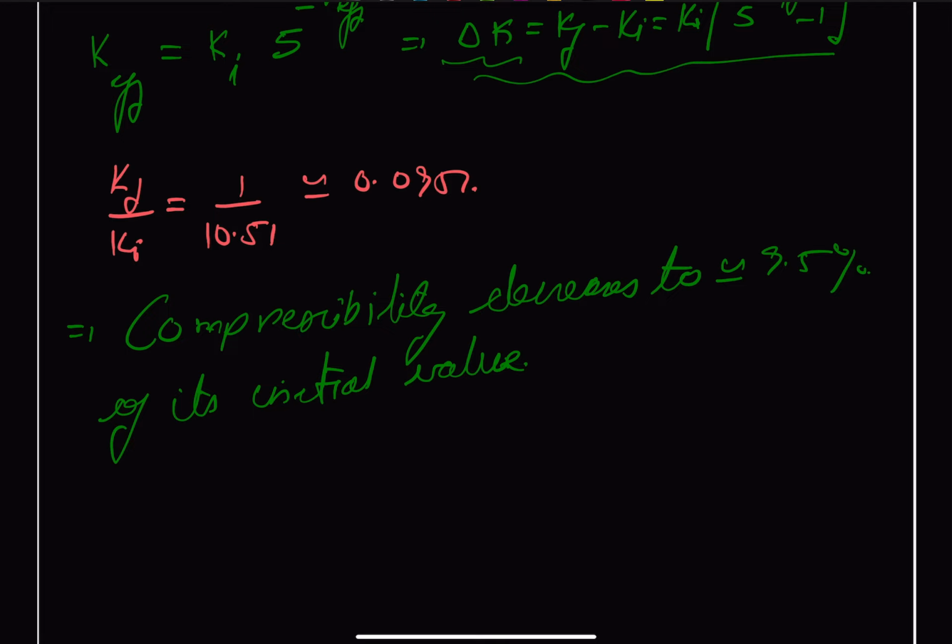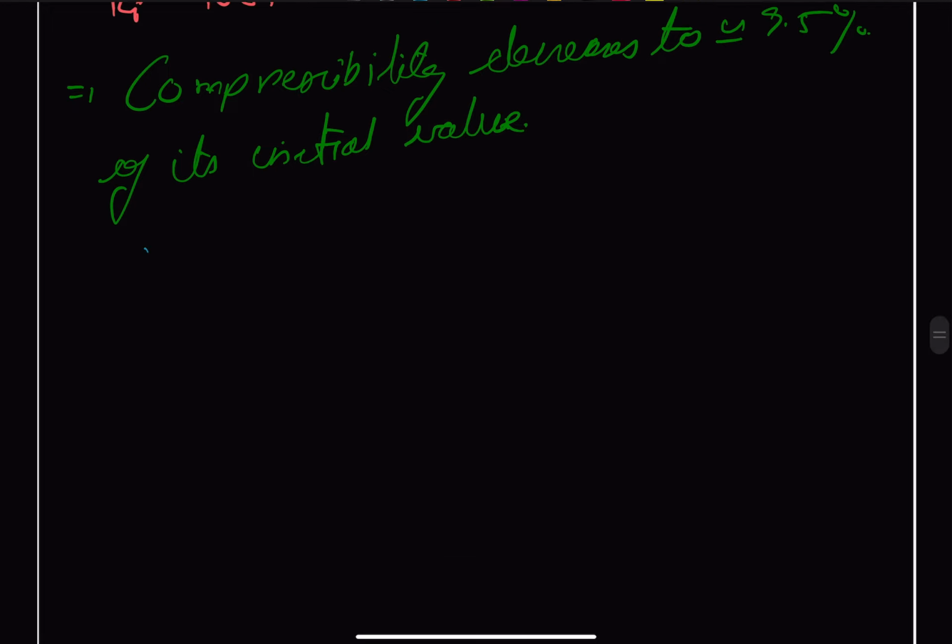Or from here we can also say that a reduction of, because this is 9.5%, so a reduction of 90.5%. Okay, this total is 9.5, plus 90.5 gives 100%. So there is a reduction of close to 90% approximately. Okay. Next question.